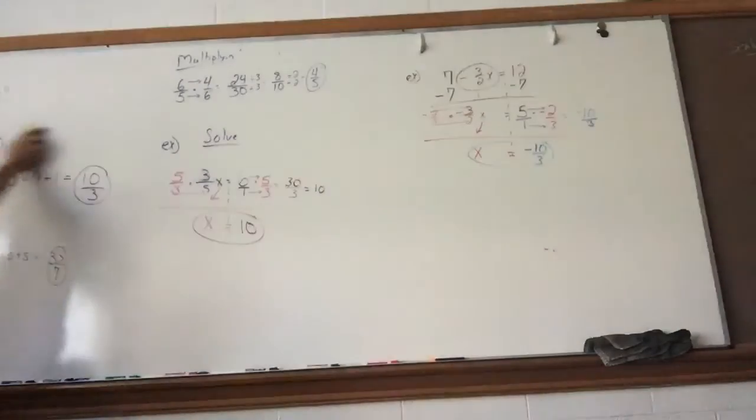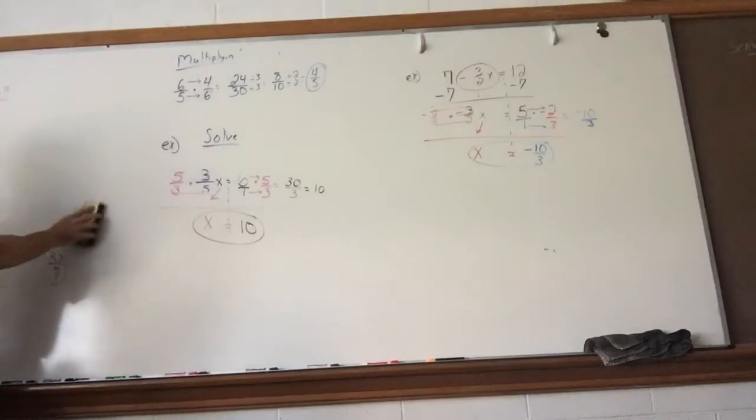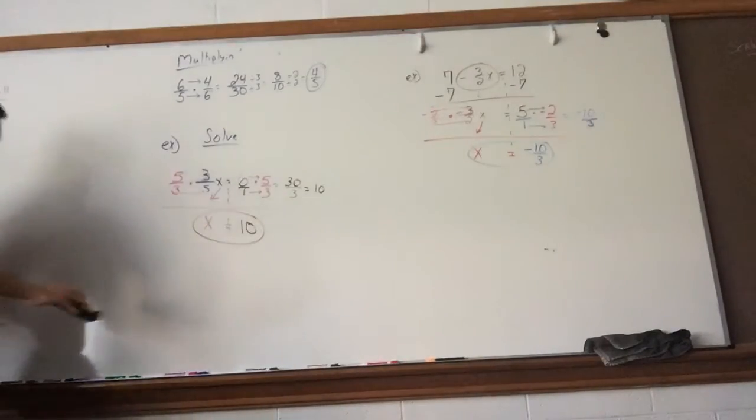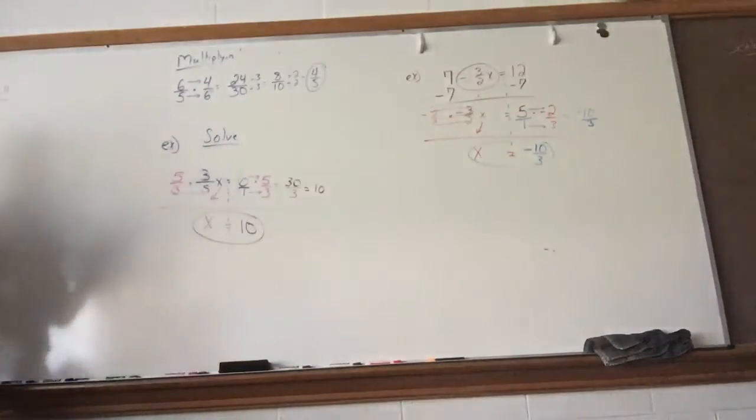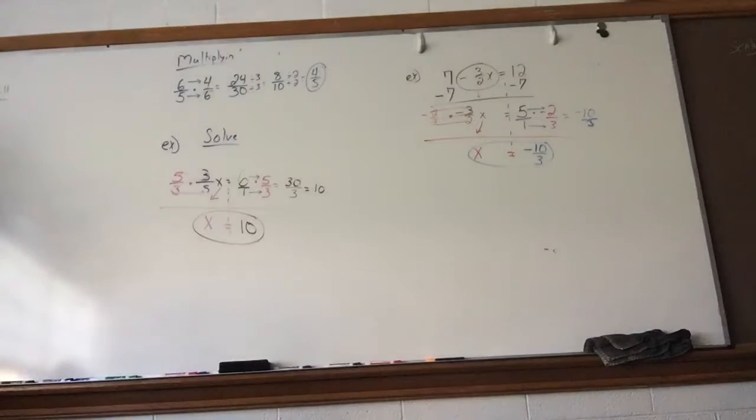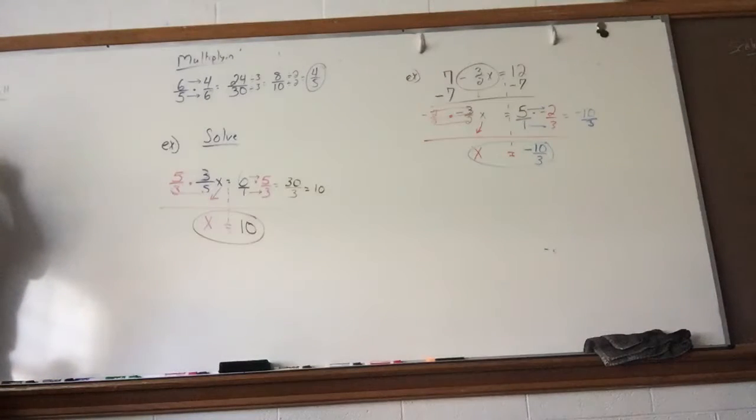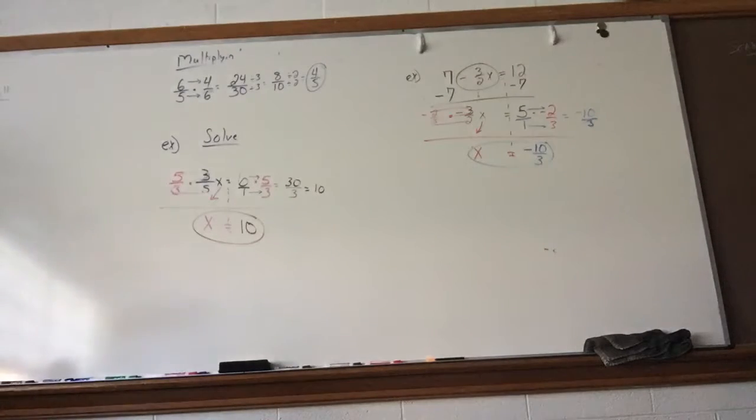Can we try one more? That might be a little bit trickier because I showed you how to get these into improper fractions. What if I've got 3 and 1/4 x minus 3 halves equals 16 halves. Uh-oh. So now there's a couple fractions in there.